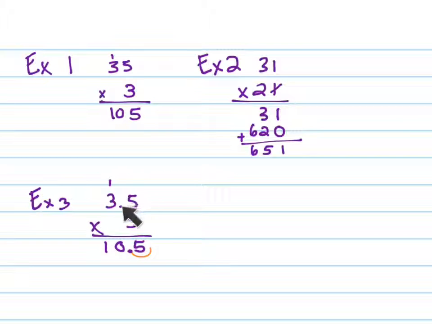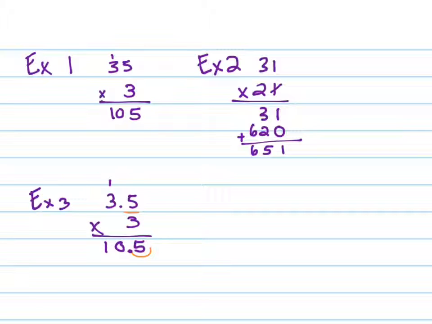Now the nice thing about this is we could estimate. This is about 3. 3 times 3 is 9. Well, our answer is really close to 9. Or we could overestimate and say that's close to 4. So 3 times 4 is 12, and 12 is really close to 10. So we know our answer is pretty close.